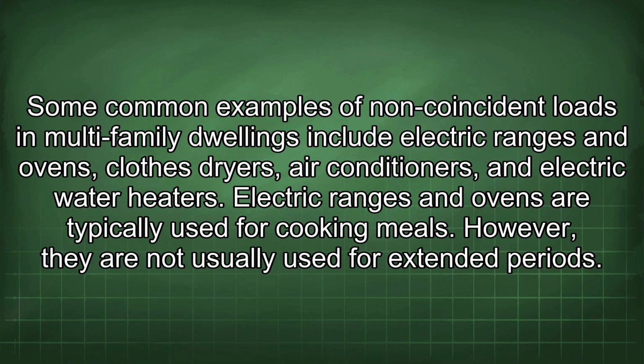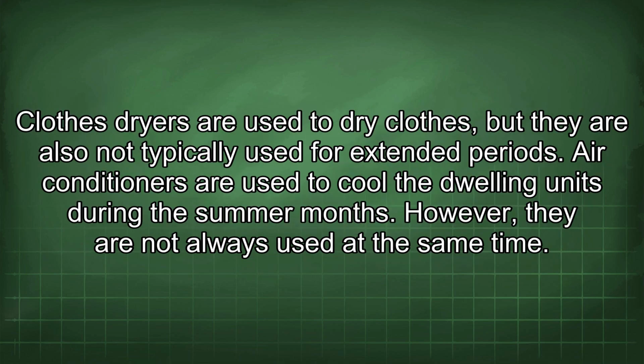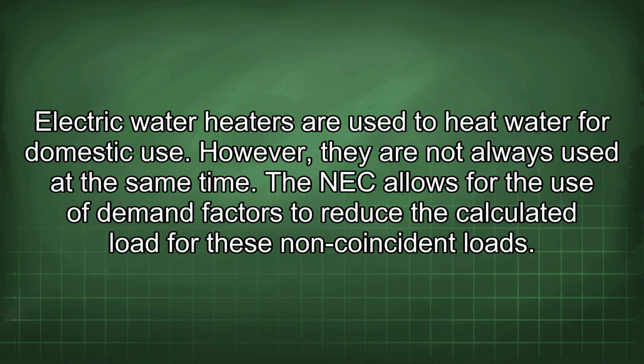The electric ranges and ovens are typically used for cooking meals. However, they are not usually used for extended periods. Clothes dryers are used to dry clothes, but they are also not typically used for extended periods. Air conditioners are used to cool the dwelling units during the summer months. However, they are not always used at the same time. Electric water heaters are used to heat water for domestic use. However, they are not always used at the same time.